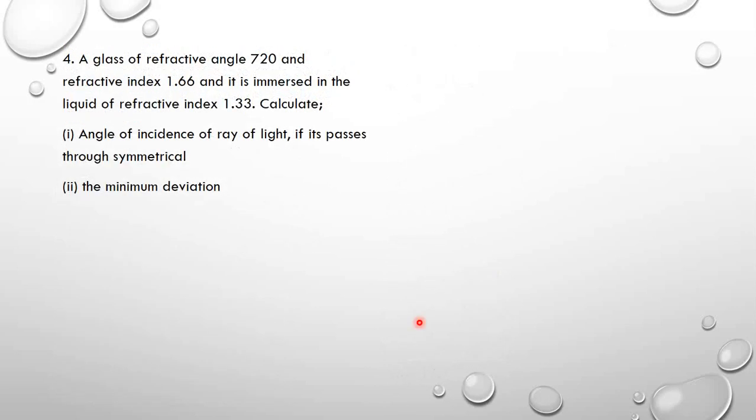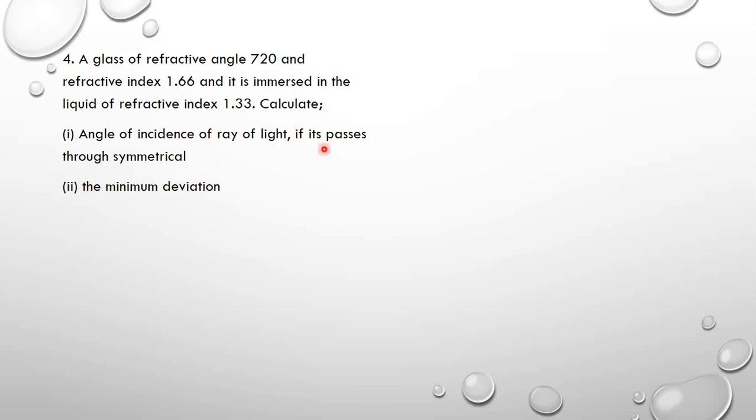Let's look at number 4. A glass prism of refracting angle 72 degrees and refractive index 1.66 is immersed in a liquid of refractive index 1.33. Calculate the angle of incidence of a ray of light if it passes symmetrically, and also calculate the minimum deviation.